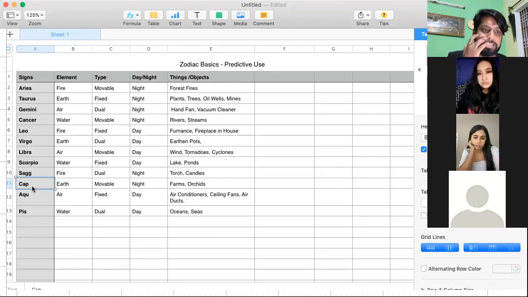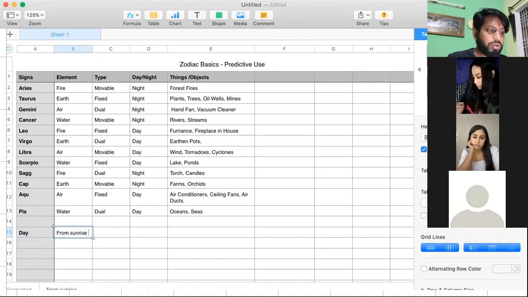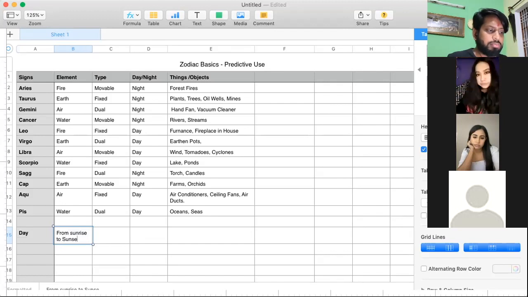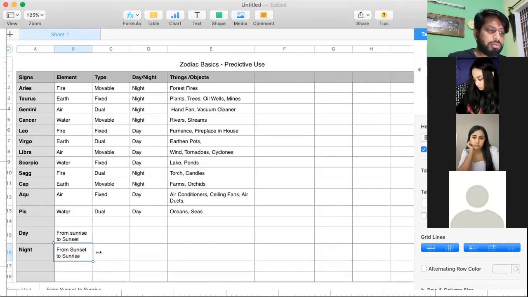Now the Capricorn, the Pisces sign. If you see at my place, this is night. What is the definition of night? The definition of day is from sunrise to sunset. And the definition of night is from sunset to sunrise. Any confusion in this?